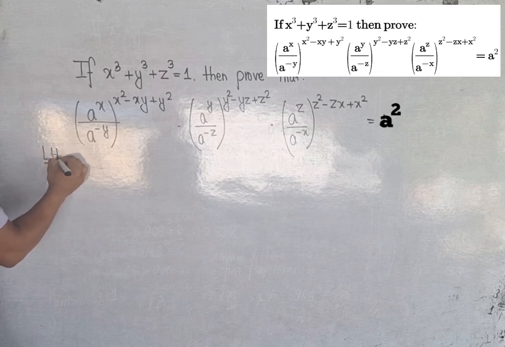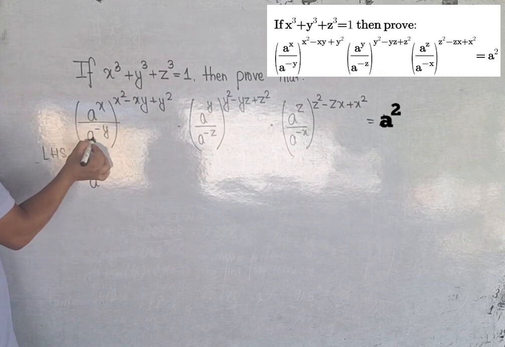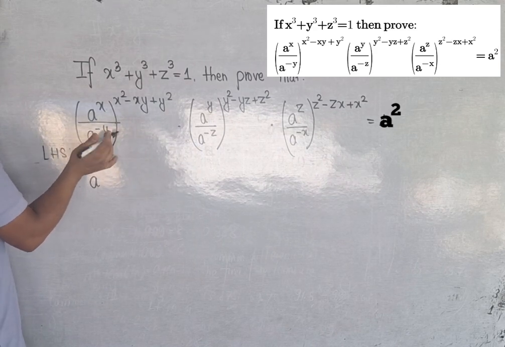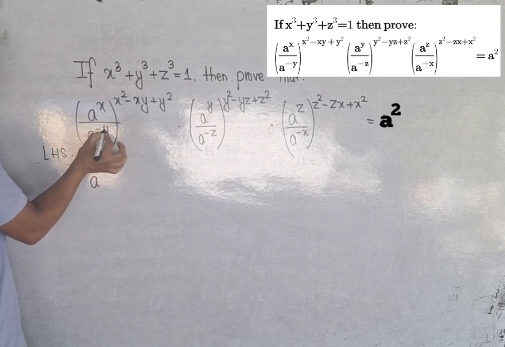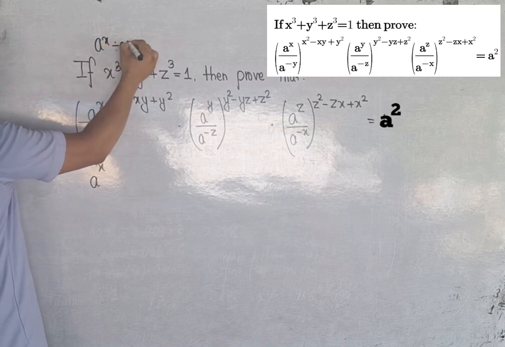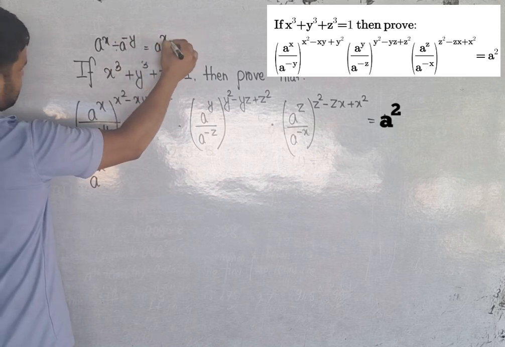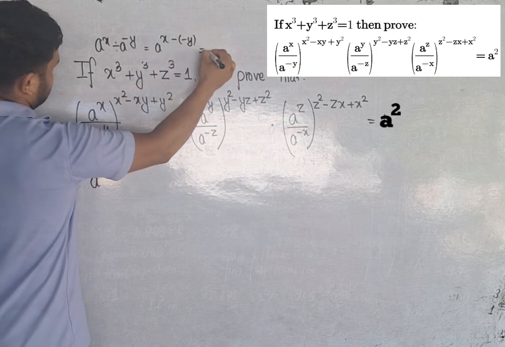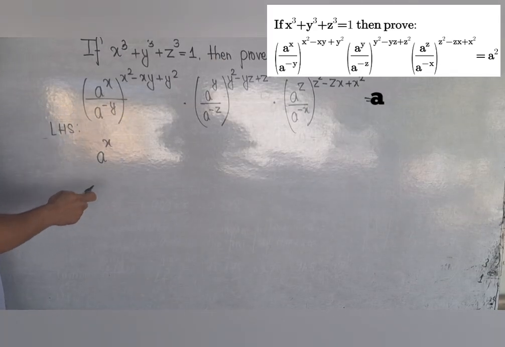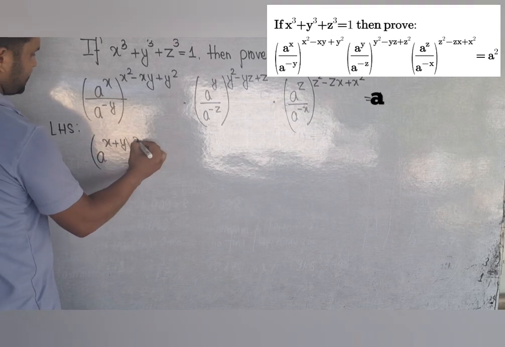So I'm taking the left hand side. The bases here are the same, and they are being divided. If the same bases are being divided, then we can solve it by considering the minus y. It's like a power x divided by a power minus y. So this can be written as a power x minus minus y. So it comes to be a to the power x plus y. The rest will be the same.